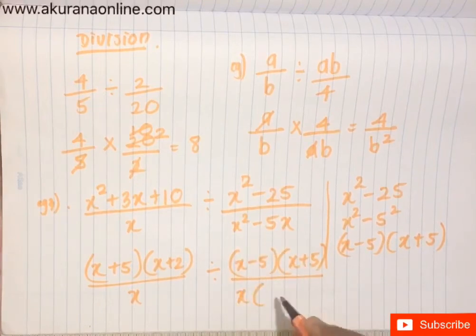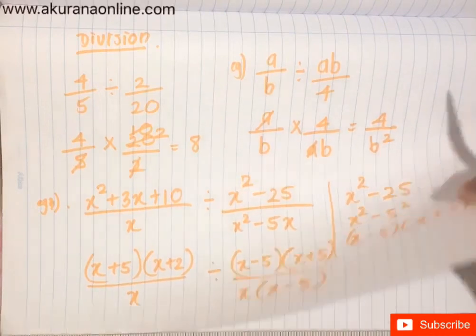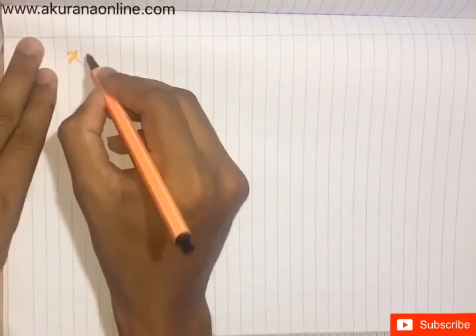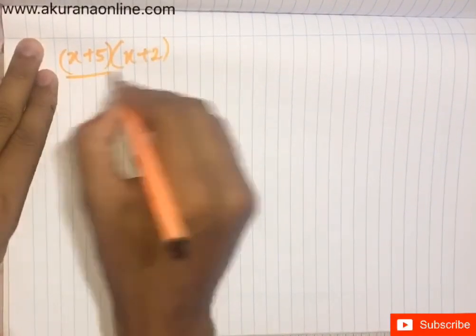If you take x out, the balance is x minus 5. Now what you have to do in the next step is write the same thing. Instead of the division mark, you write multiplication and then take the reciprocal. Okay, let me do that. x plus 5, and you have x plus 2 over x.